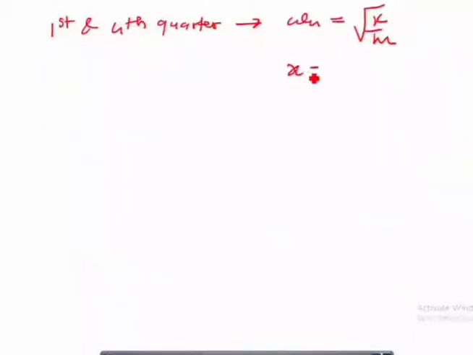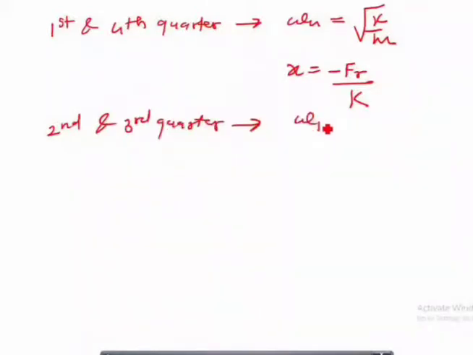For the first and fourth quarter cycle, I got omega n is equal to square root of k upon m, and x is equal to minus Fr upon k. Fr is the frictional force, k is the stiffness. For the second and third quarter cycle, I got omega n again the same, square root of k upon m, but x is equal to Fr upon k. We'll understand the diagram later on.